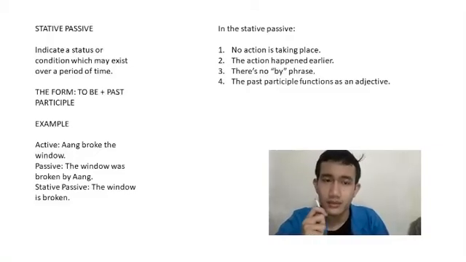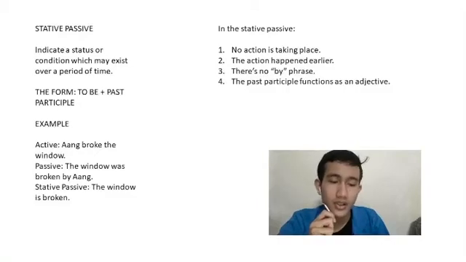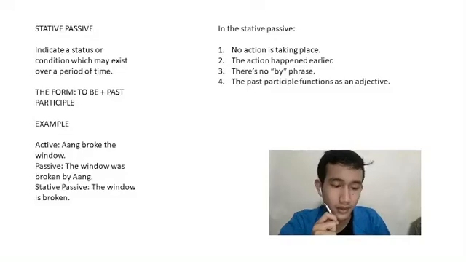So in other words, you can use stative passive when you have already done something. The form is to be plus past participle. For example, active sentence: Ang broke the window. And the passive sentence is: The window was broken by Ang. And the stative passive is: The window is broken.